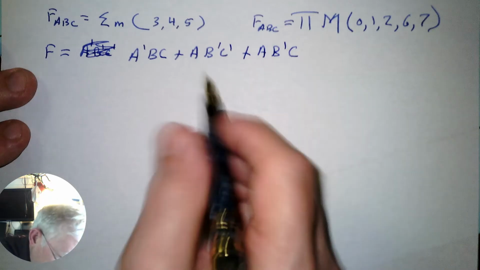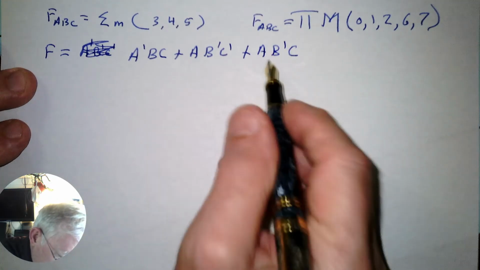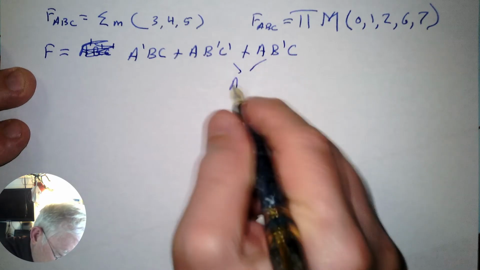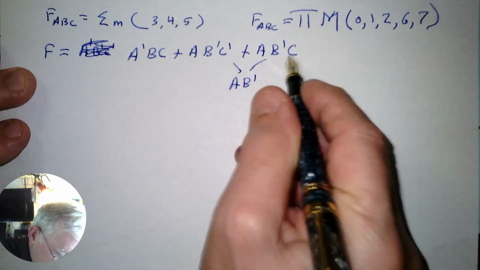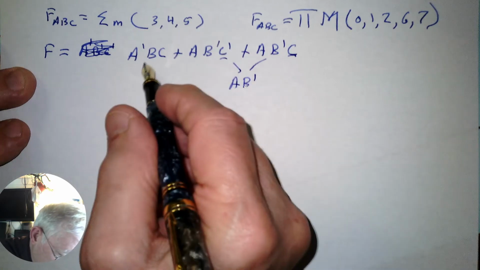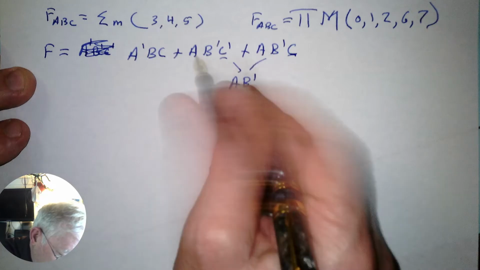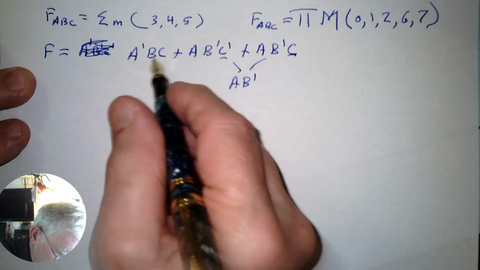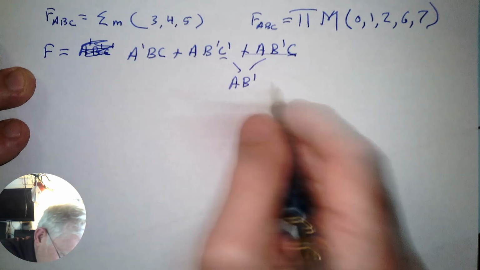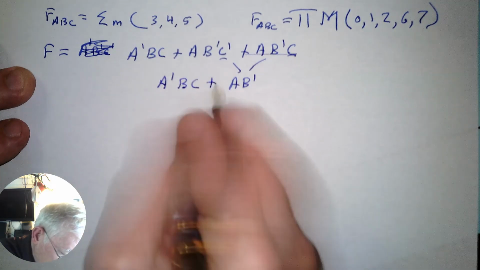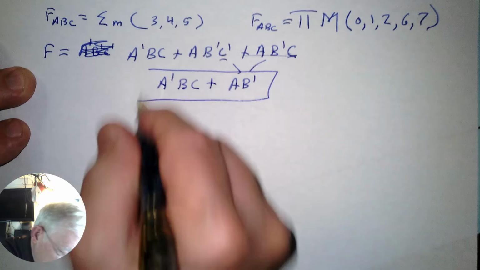And can I combine anything? I can combine these two, and that gives me a b prime because the c changes. Can I combine this with anything? No. These are all a, and this is an a prime, and that's a b, these are all b primes. So I just have to bring this down, a prime b c. So that's my optimized minterm.